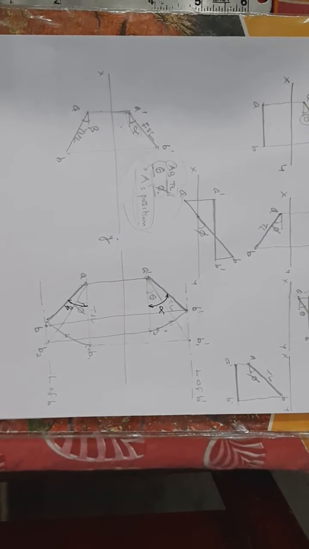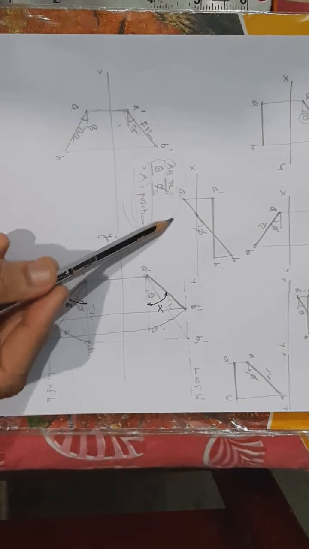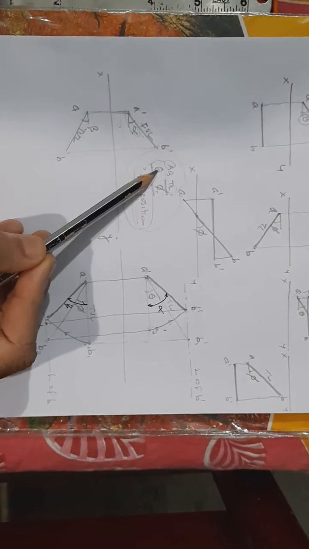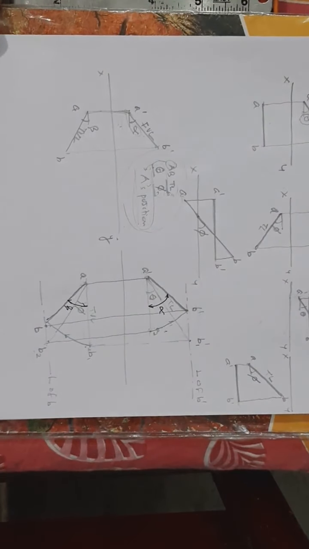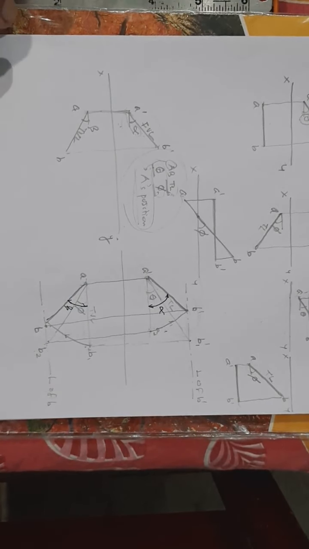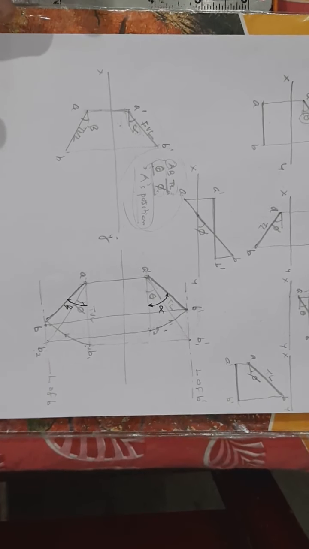Now, instead of giving you these data like a line's true length, inclination with HP, inclination with VP, and one end's position, all these data can be changed so that a variety of questions can be formed. Another possibility is that since this line is completely in the first quadrant, we can also imagine that this line is in some other quadrant, like the third quadrant or second quadrant.